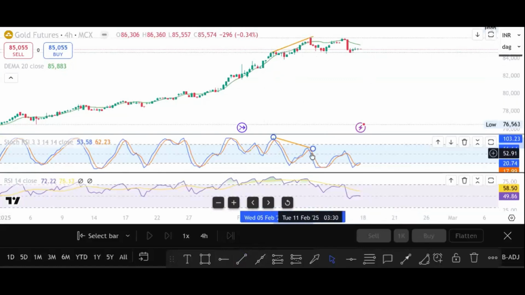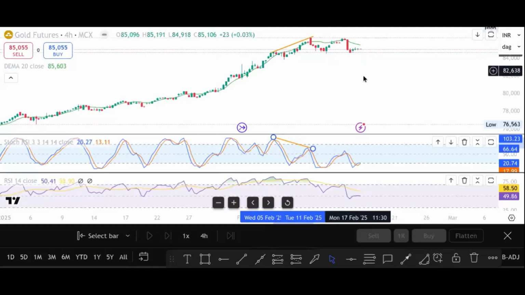Now, what does stochastic RSI divergence show you based on the price action? Price action is showing you higher highs, but the stochastic RSI is literally showing you lower lows. What does this actually mean? When price is making new highs, but the stochastic RSI isn't, it's a warning sign of a reversal. So best believe we're going to be getting some sells on this gold futures, right?